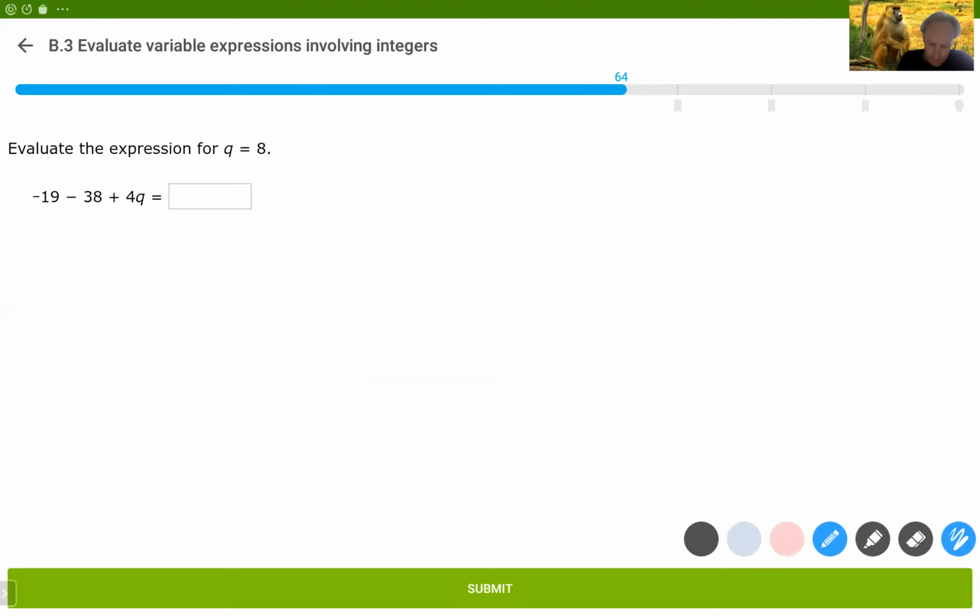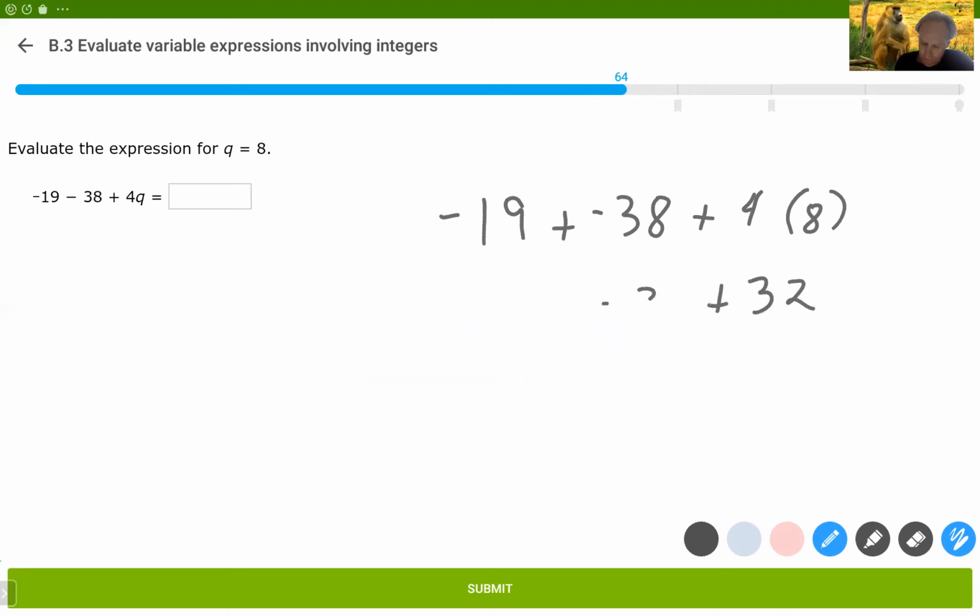This one is negative 19 plus negative 38 plus 4 times 8. Sorry, that's a 4 right there. And we can add these two together. We know we're going to multiply this and get the 32 plus negative 38 plus negative 19.